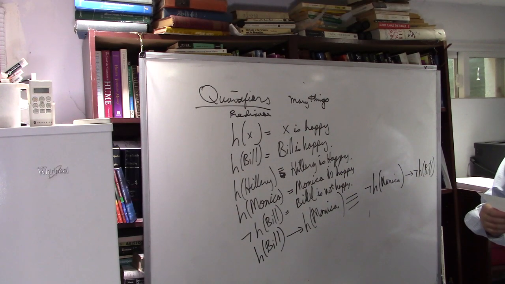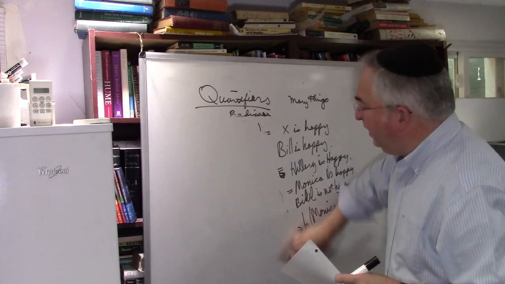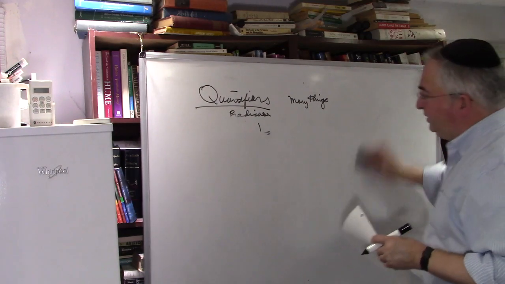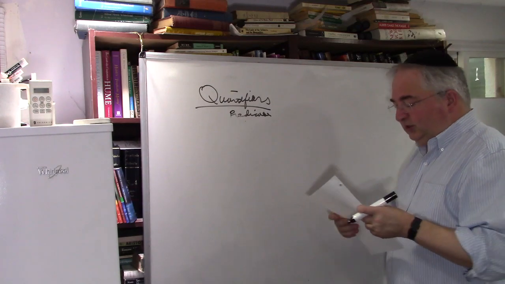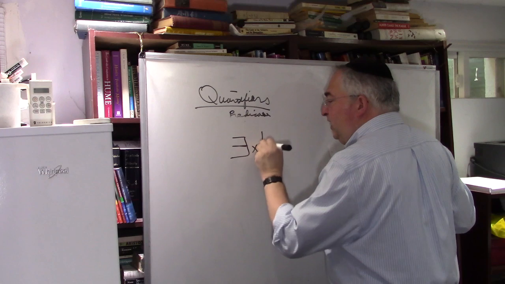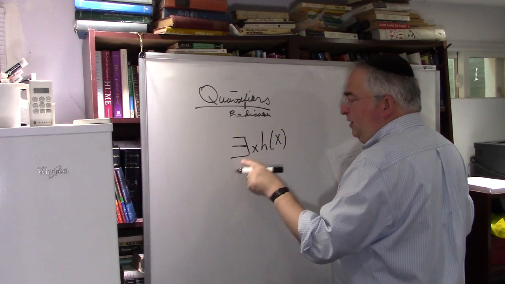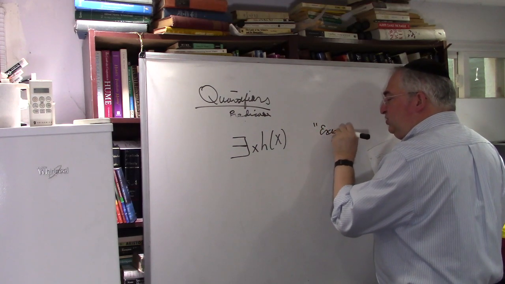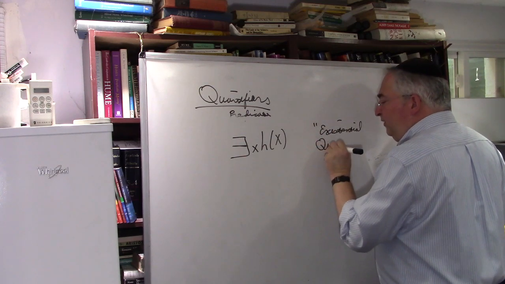Okay, great. Now, what are quantifiers? Again, this is not a mathematical example. We'll do more mathematical examples in a minute. But what you can do is two things with these things. You can do this: there exists x, H of X. That's a backwards E. And the phrase is that's an existential quantifier.